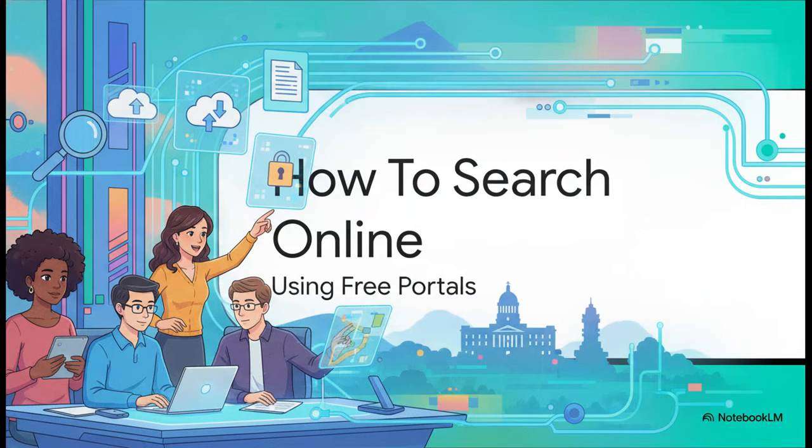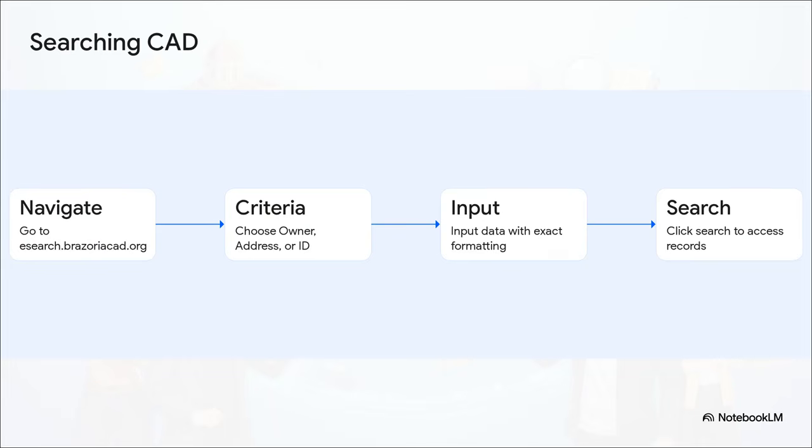Okay, Section 3. Let's get into exactly how to search online using these free portals. If you're looking for physical descriptions and tax valuations, you'll want to use the Brazoria CAD search portal. It's super easy. First, just open your browser and go to esearch.brazoriacad.org. Second, pick your search criteria. You can easily look up properties by the owner's name, the street address, or a specific property ID if you have it. Third, pop your data in. And fourth, just hit search.